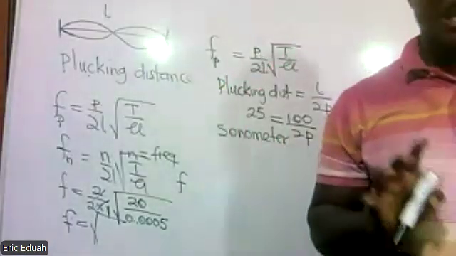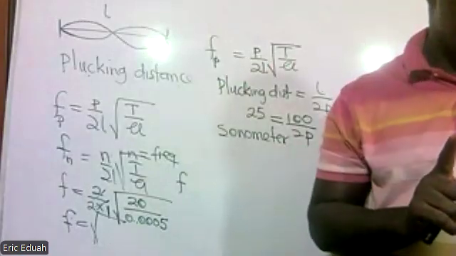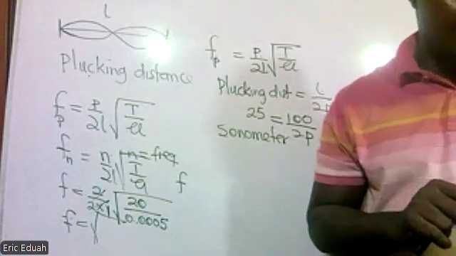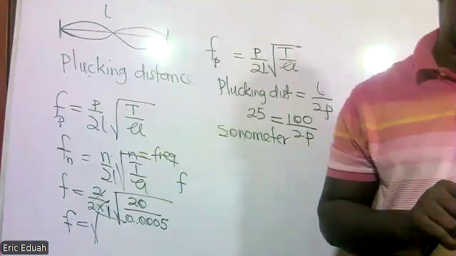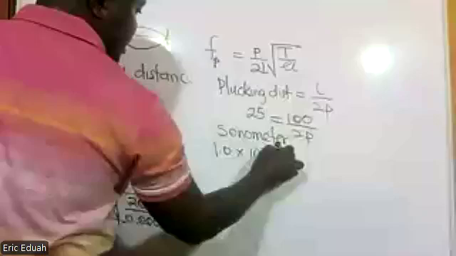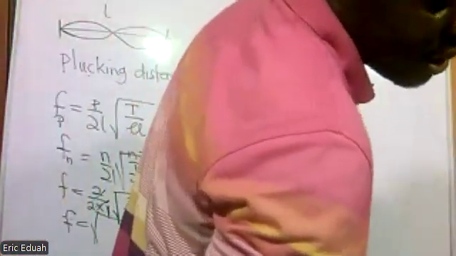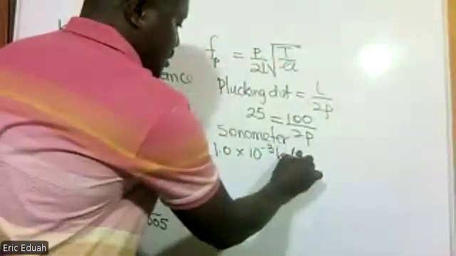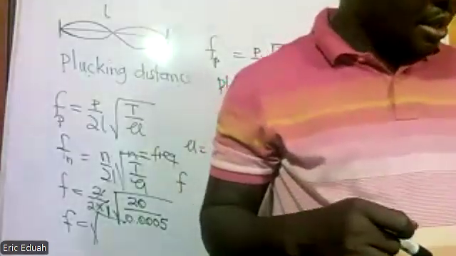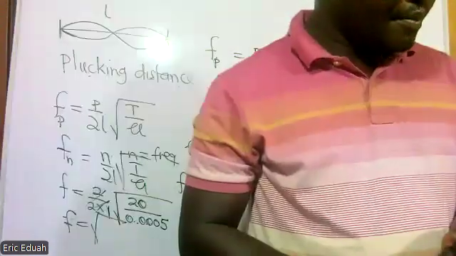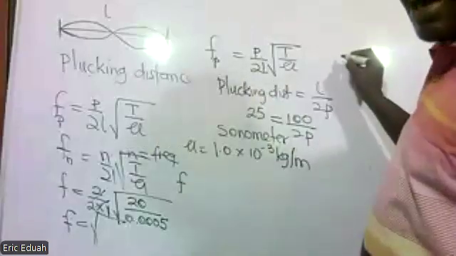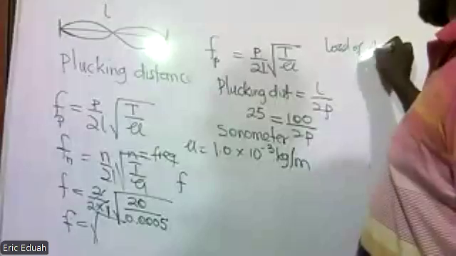So a sonometer wire of length 0.50 meter and mass per unit length 1.0 times 10 to the power -3 kilogram per meter. That's the linear density. It's stretched by a load of 4.0 kilograms. The wire is stretched by a load of 4.0 kilograms.